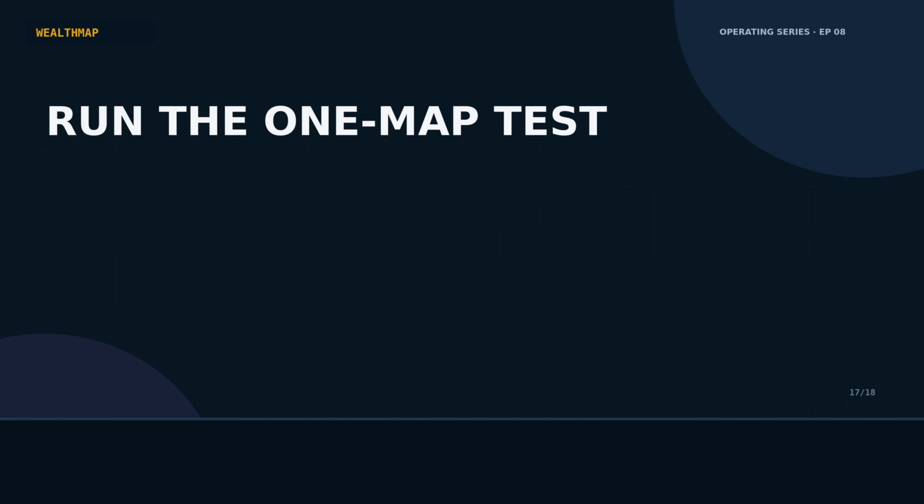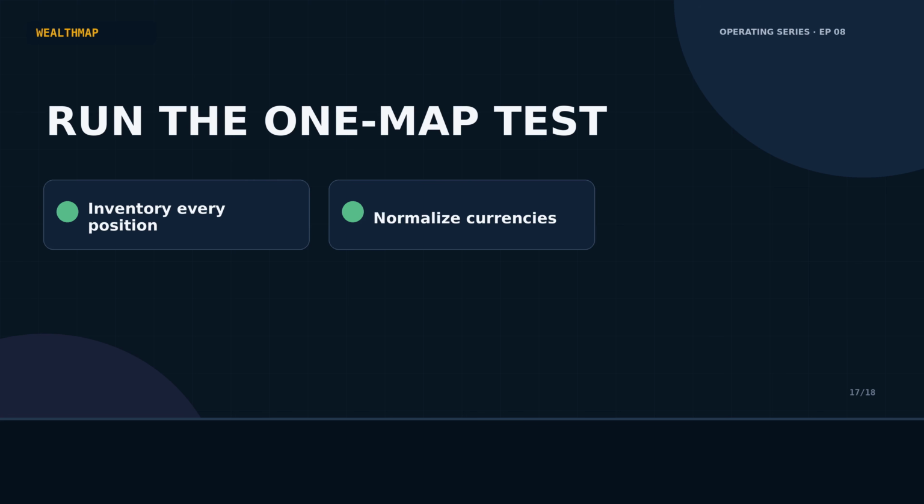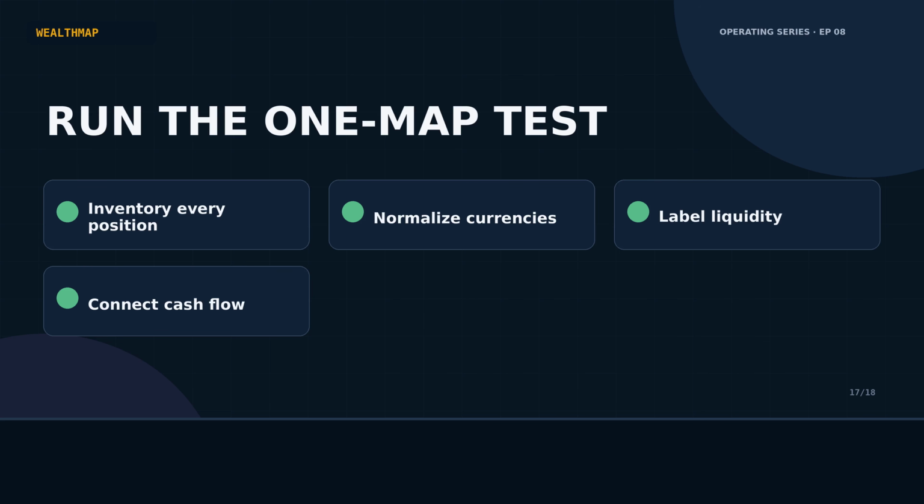Your next action is one page. Inventory every position, normalize currencies for comparison, label liquidity, connect recurring cash flow, record ownership and custody. If a major decision still requires opening 6 apps, your map is not finished.